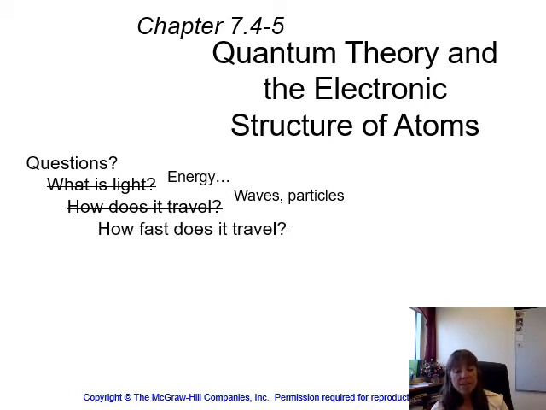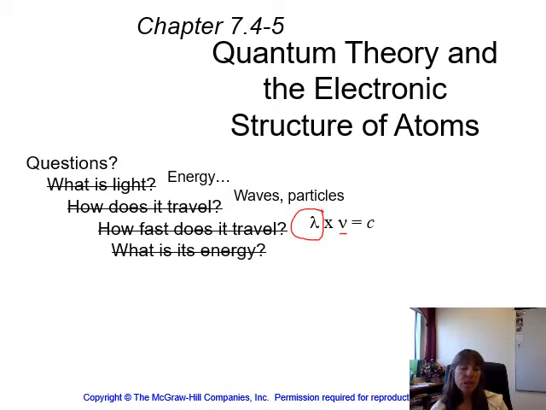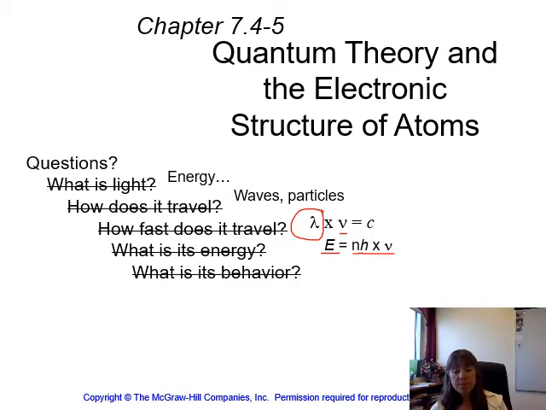So looking at how fast does it travel? Remember the formula that we used for that, how the speed of light in a vacuum was related to its frequency and its wavelength. Here's our wavelength, and here's our frequency. We talked about what is the energy of light, and that's where Planck's theory came in. The energy of a photon of light was related to Planck's constant and the frequency of that light, or wavelength, remember, since they are related. So that was Planck's theory of light.